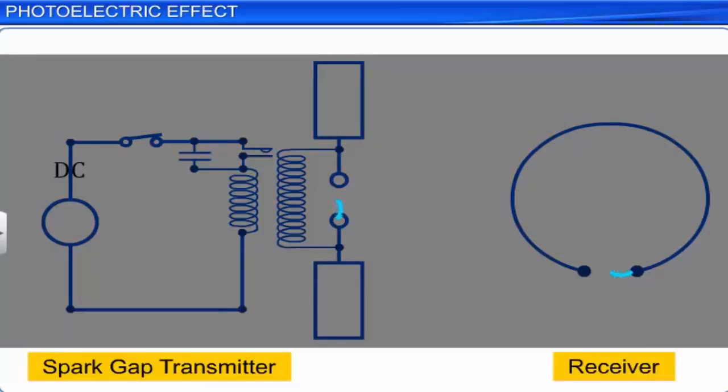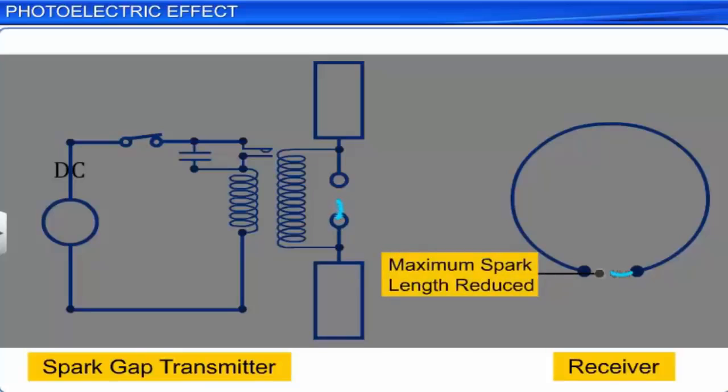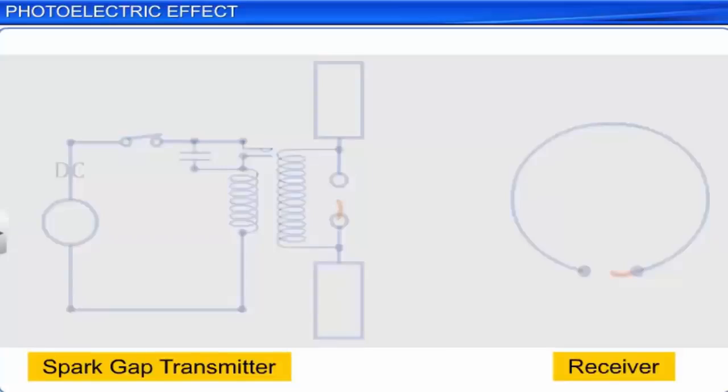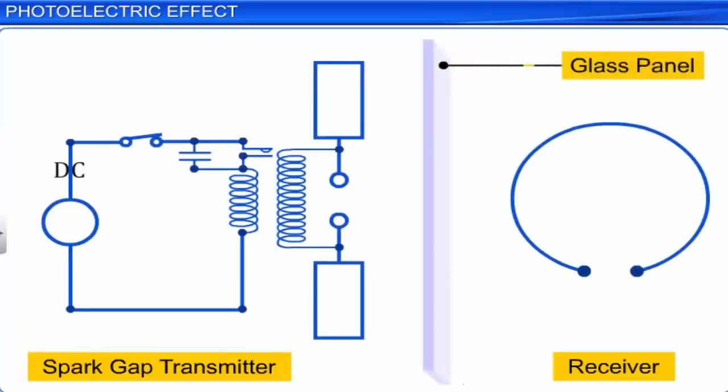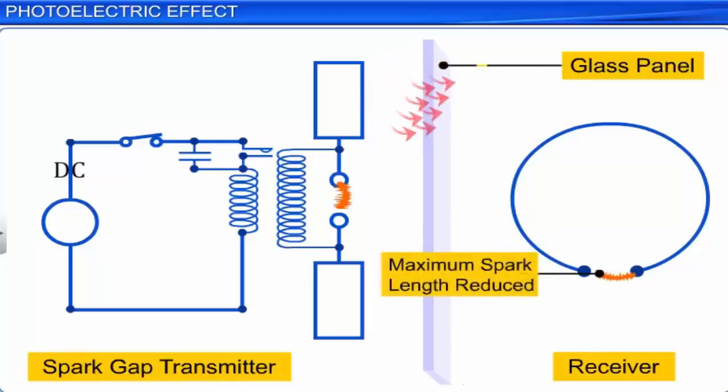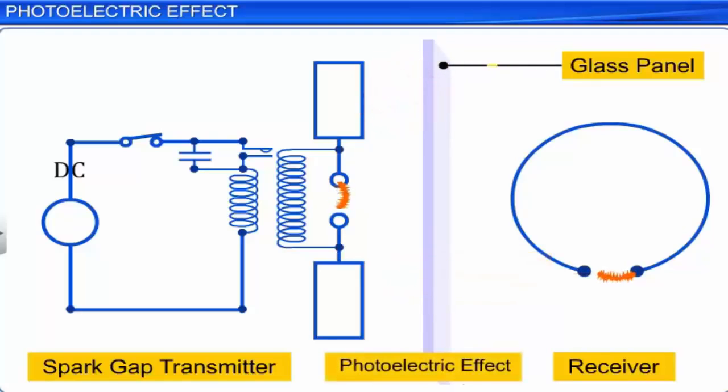However, to his surprise, Hertz observed that the maximum length of the spark was reduced when in the box. When he placed a glass panel between the source of the electromagnetic waves and the receiver, the glass panel absorbed ultraviolet radiation. This radiation had helped the electrons jump across the gap. Hence, the spark was longer before the glass panel was placed. This was due to the photoelectric effect.